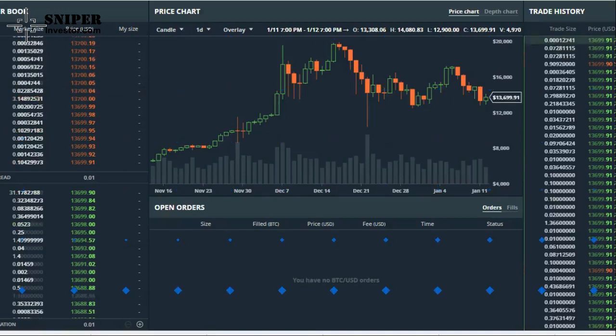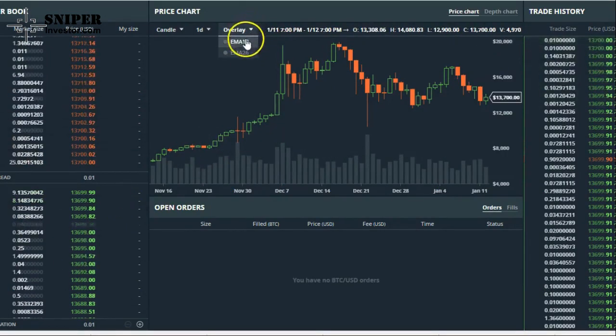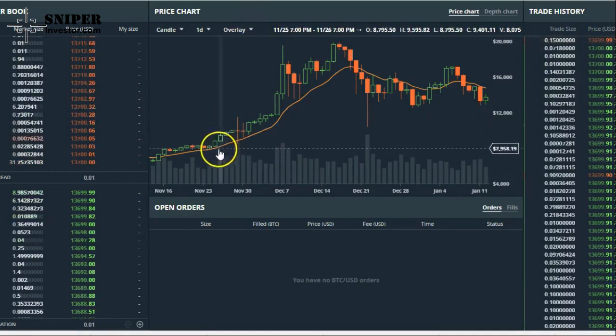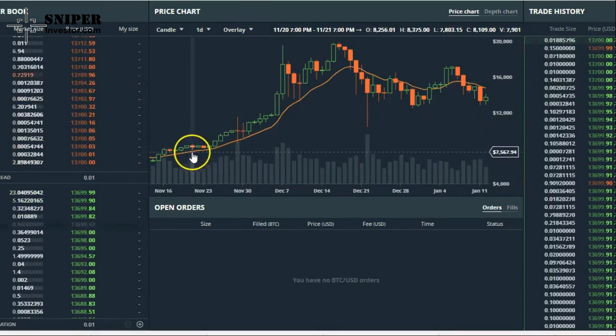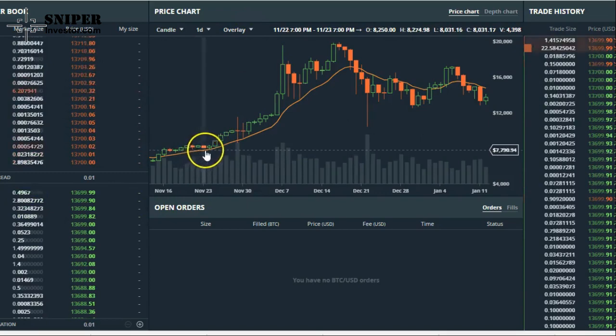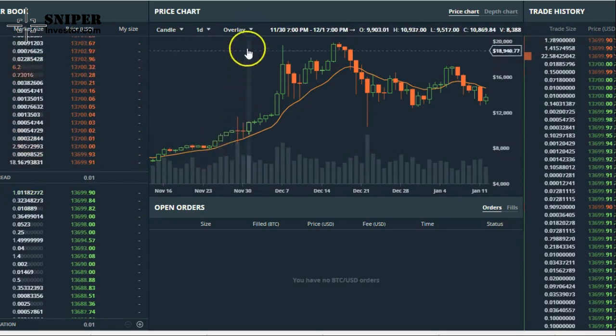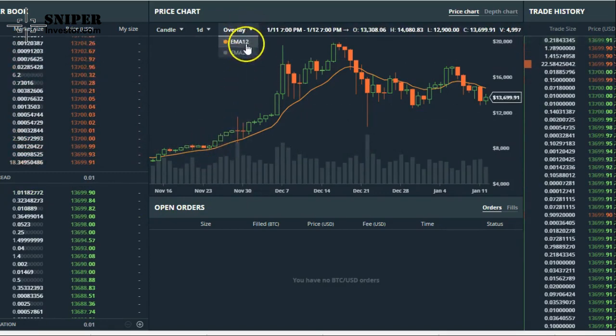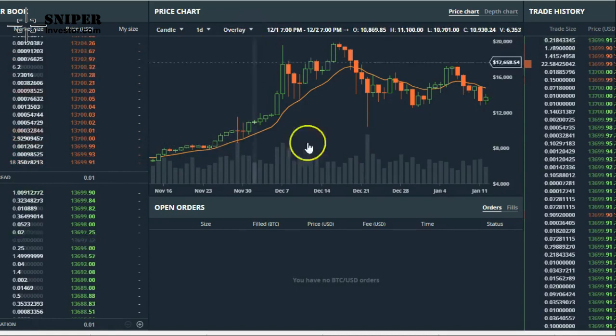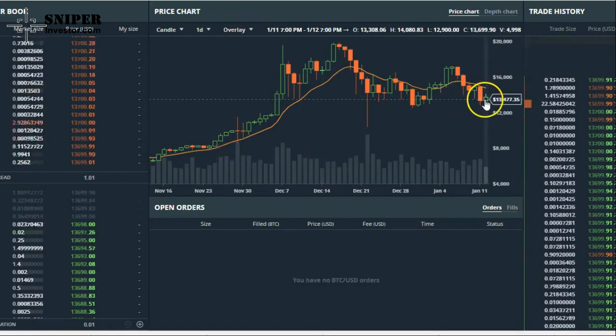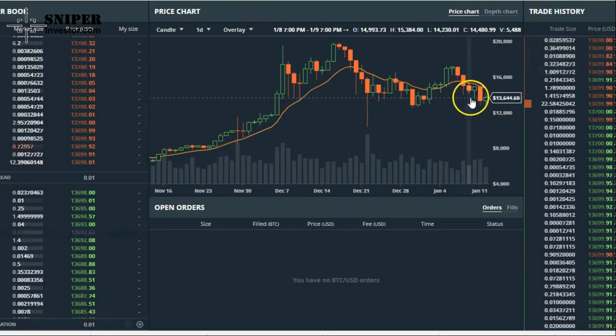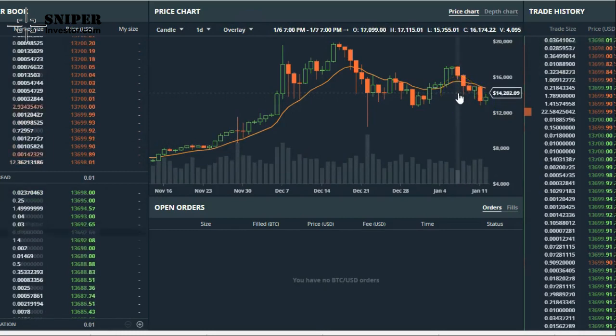We're going to introduce you to a fantastic tool that GDAX has on its platform, and it is the exponential moving average. A moving average is simply what it says. It's an average of the last certain amount of periods that it looks at. This first one I'm looking at is a 12 period moving average. What it does is take the last 12 periods and basically just do an average.